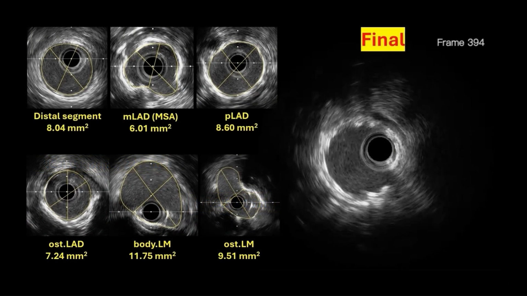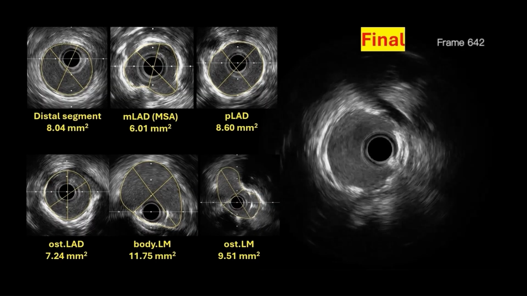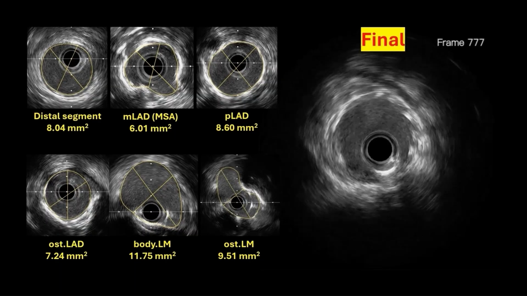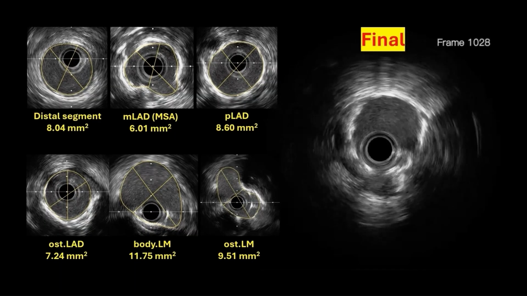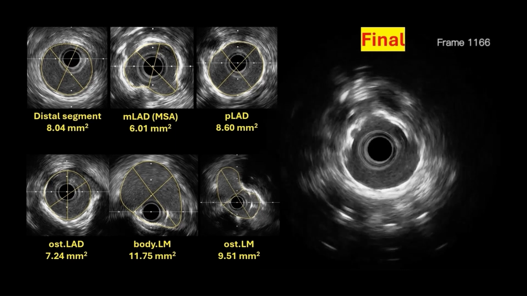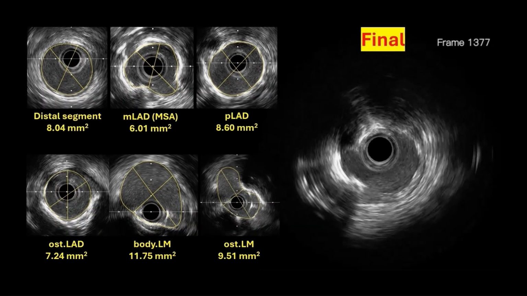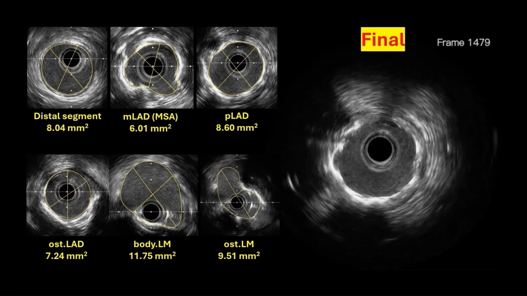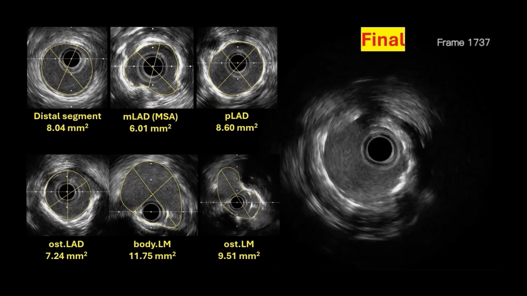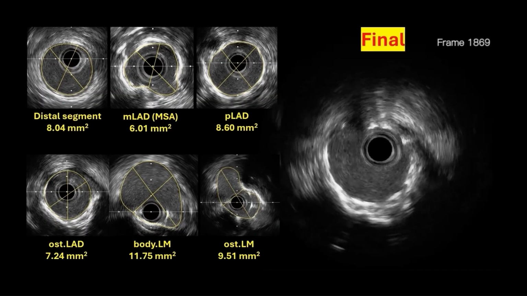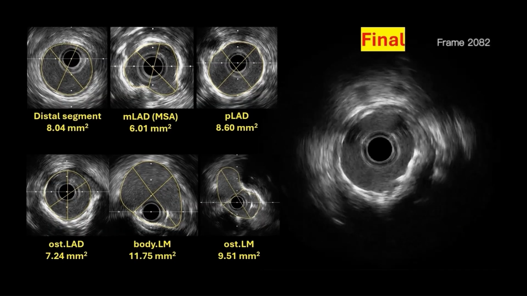The final result after stent implantation: no evidence of dissection was observed in the distal stent segment. The LAD lumen area showed marked improvement, reaching about 8.0 mm square overall. The minimal stent area at the site of prior 360-degree calcification achieved about 6.0 mm square, and the lumen area at the LAD ostium measured about 7.24 mm square. The body of the left main is about 12 mm square, and the left main ostium is about 10 mm square.